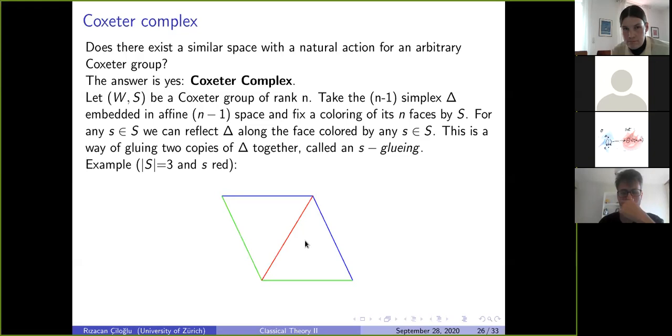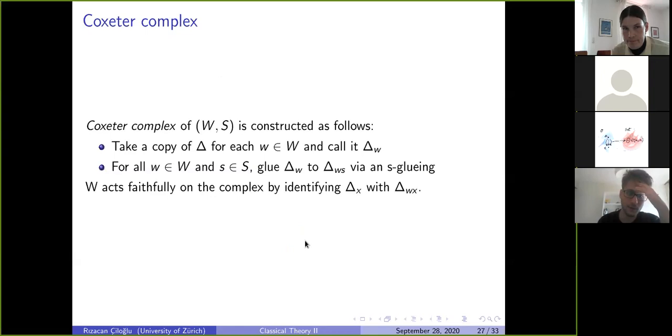All right. Using this S gluing, you construct the Coxeter complex. For each element, you take a copy of the simplex and label it by the element. So you take a copy of delta for each W, and call it delta W. Then for all W in big W and all S in S, you glue delta W to delta WS by an S gluing. And W acts on this complex by identifying delta X with delta WX, basically. This action is faithful. I won't go into detail why.